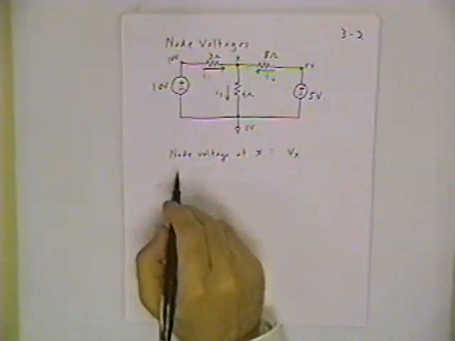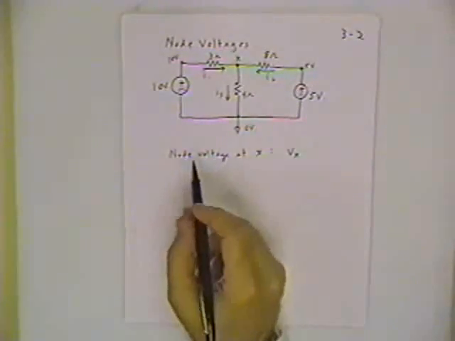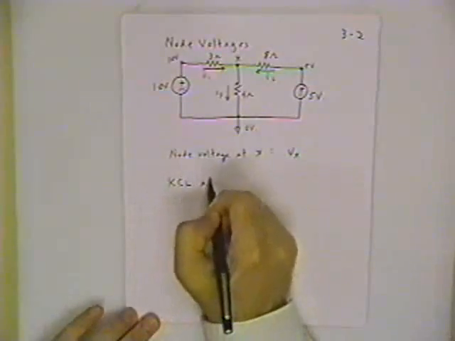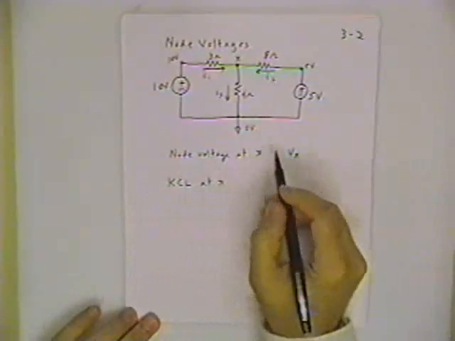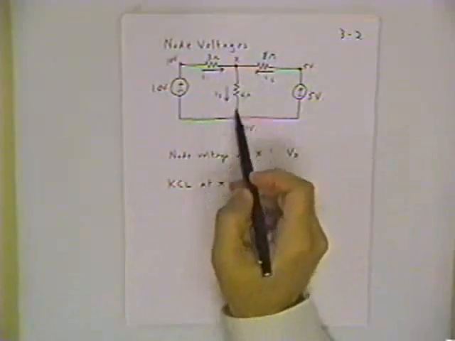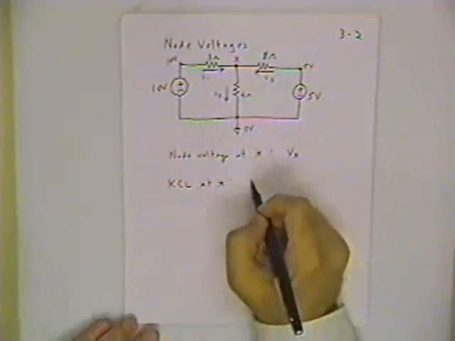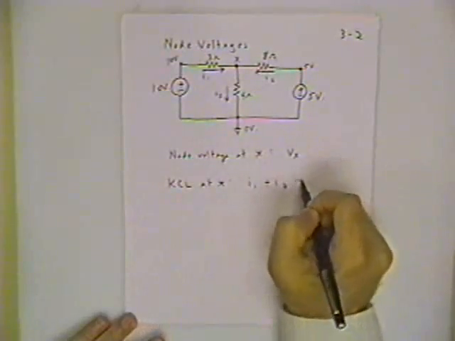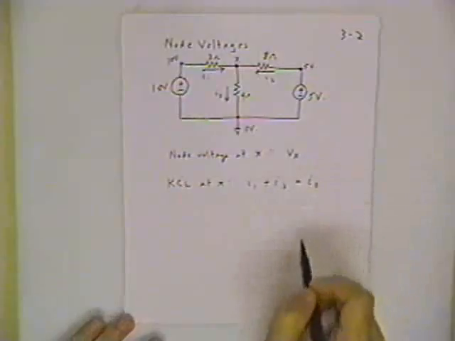And remember, in the loop current technique, we applied the Kirchhoff voltage law. Here in the node voltage technique, we apply the Kirchhoff current law. KCL at X would read: the sum of all the currents going into the node equals the sum of all the currents leaving the node. So we can have I1 plus I2 equal I3.